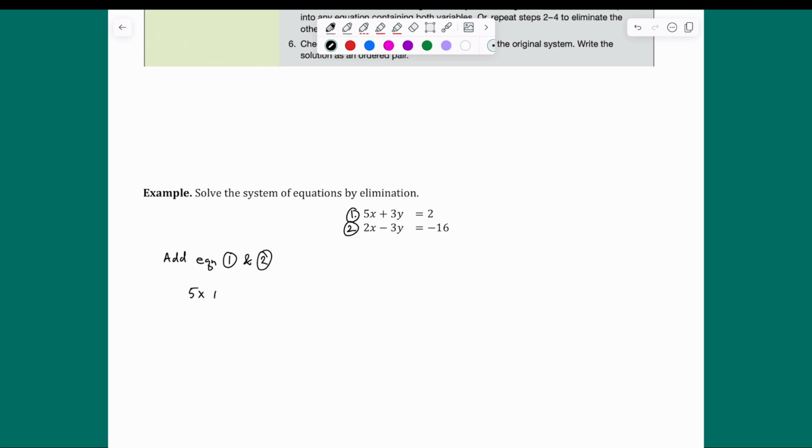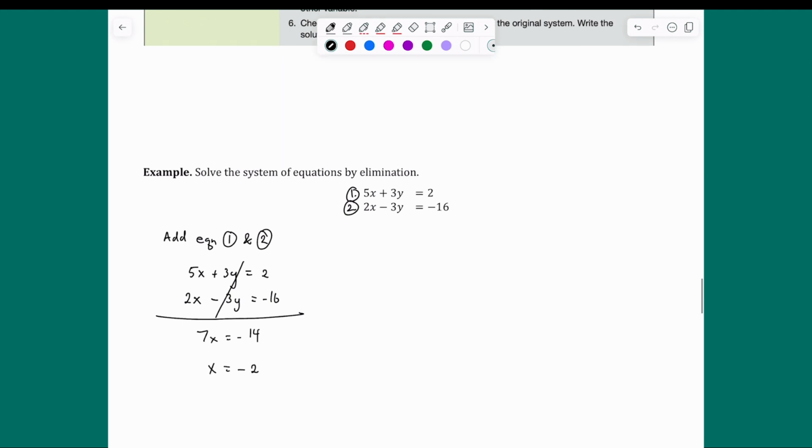So we have 5x plus 3y equals 2, and 2x minus 3y equals negative 16. So we're going to add those. We can see that we get 7x equals negative 14. And then now we can solve for x by dividing both sides by 7 to get x equals negative 2.